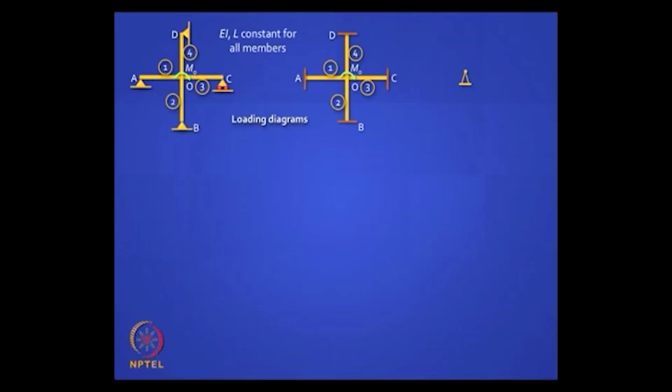I have got here 2 frames, 4 members each, rigidly connected at the center, the joint O, and in the first case all the elements are simply supported at the extremities, in the second case they are all fixed. Now the question is, can you draw the bending moment diagram and the deflected shape? Please try it.